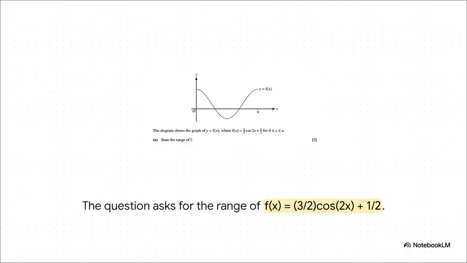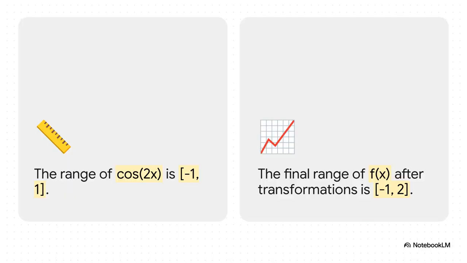Here's a typical graph question. We're given a function and we're asked to state its range. This is just another code, but instead of identities, our tools this time are transformations. We just need to decode what's been done to the basic cos graph. Okay, let's break it down. We always start with the core component, the basic cos 2x function. We know that just bounces back and forth between -1 and 1.